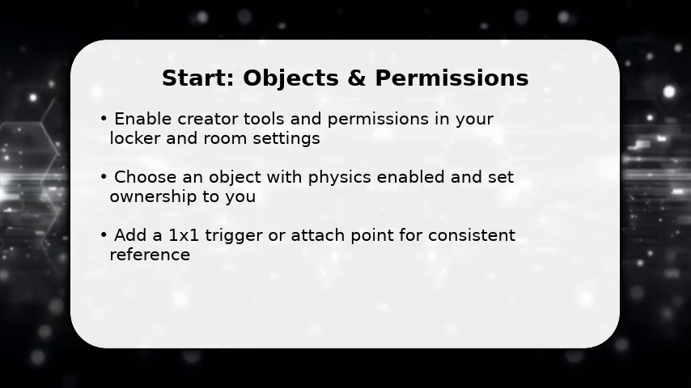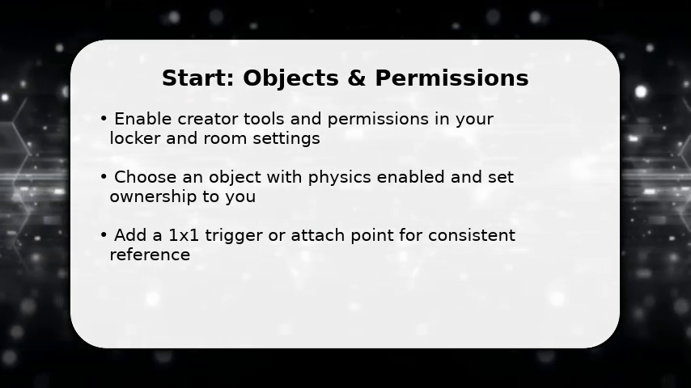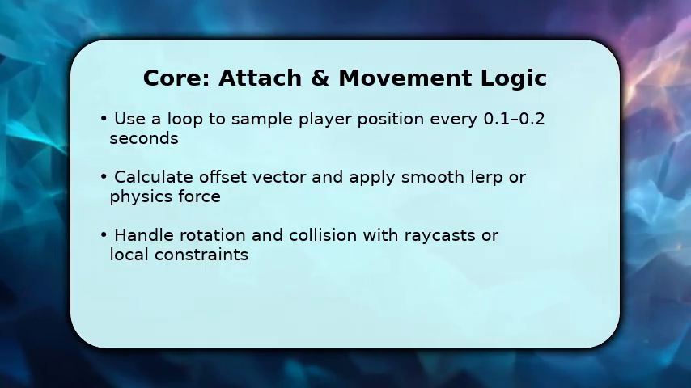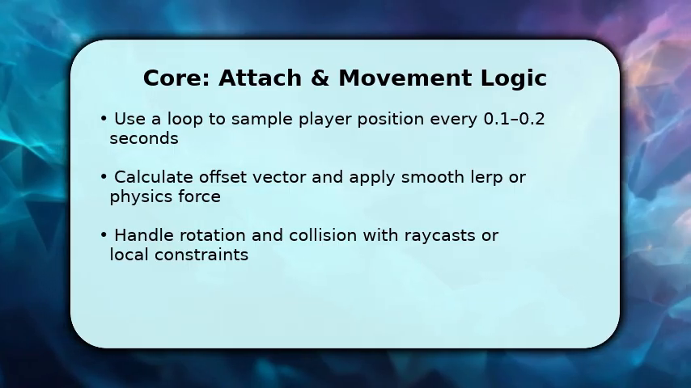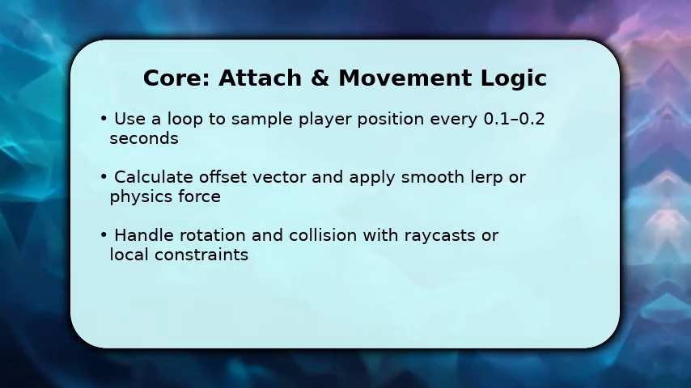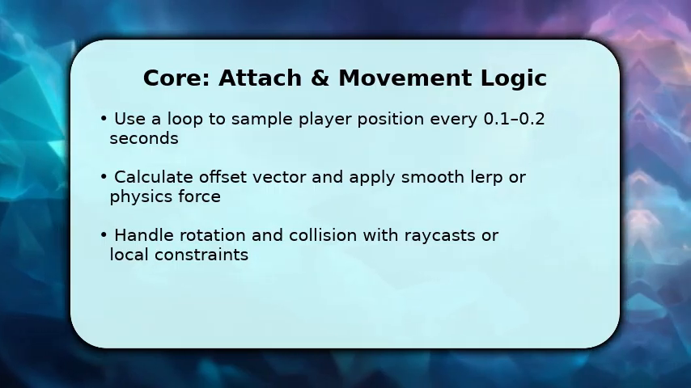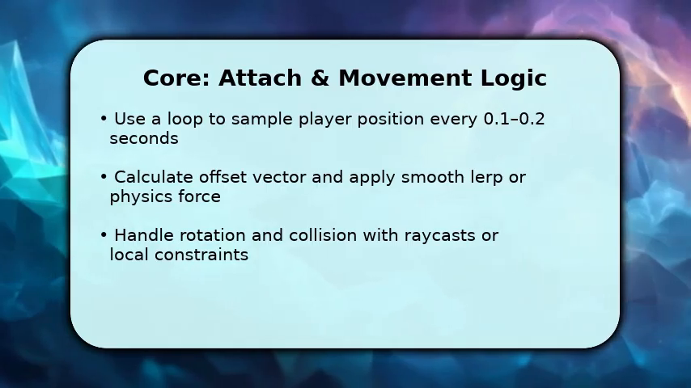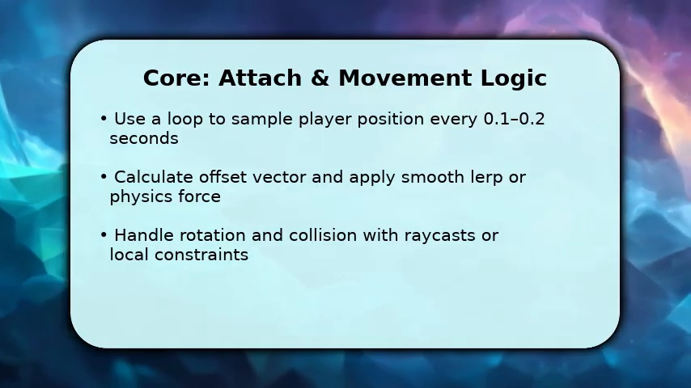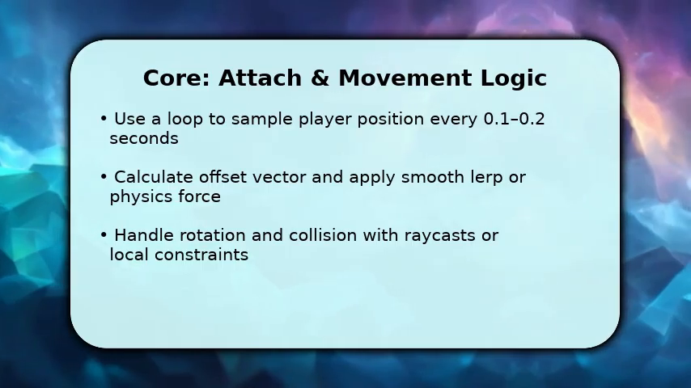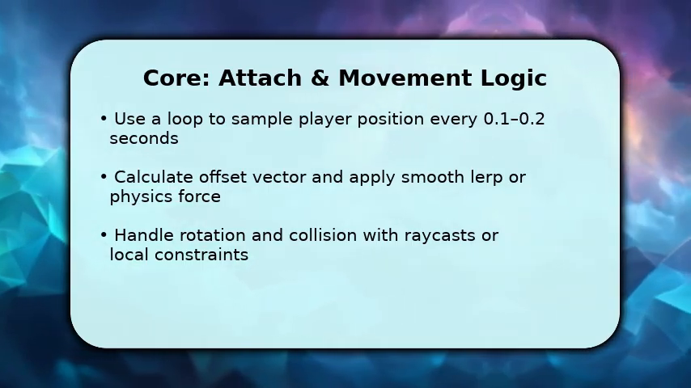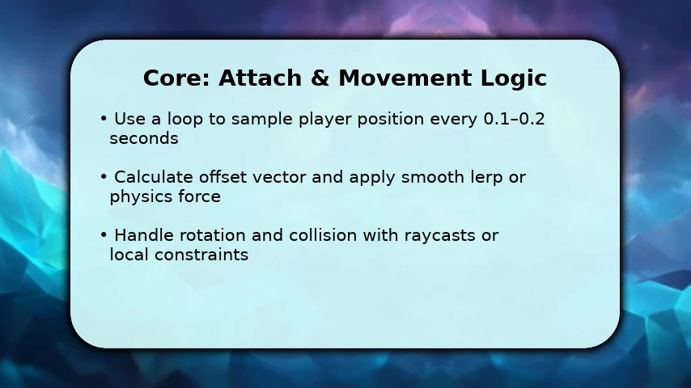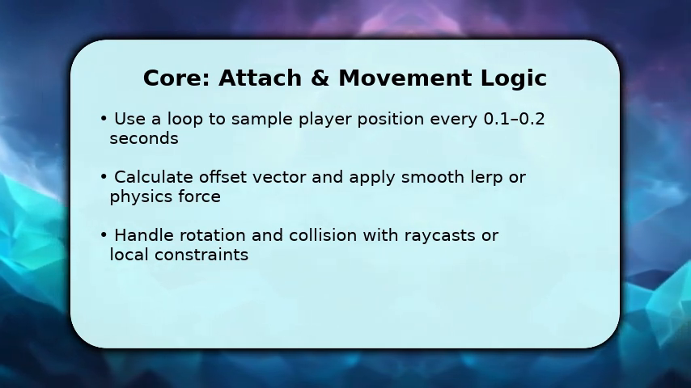You now implement the movement logic that makes the object follow. Pull the target player position in a tight loop such as every 0.1 to 0.2 seconds, so motion feels responsive without spiking CPU. Calculate an offset vector from the object to the player, then apply a smooth lerp or physics-based force to move the object. Smooth interpolation avoids jitter. Also manage rotation so the object faces correctly, and add simple raycast or collision checks to prevent clipping through walls. These steps create reliable, natural following.